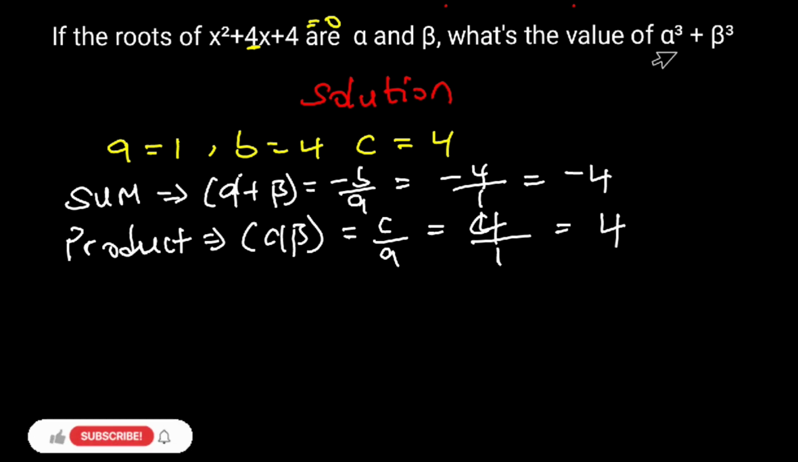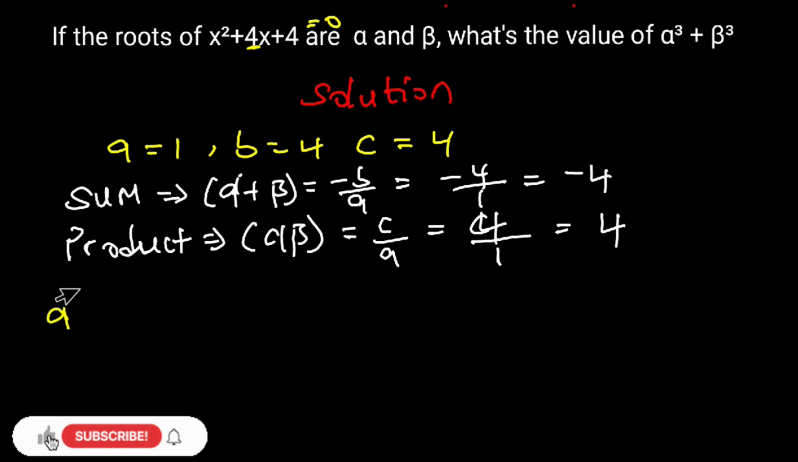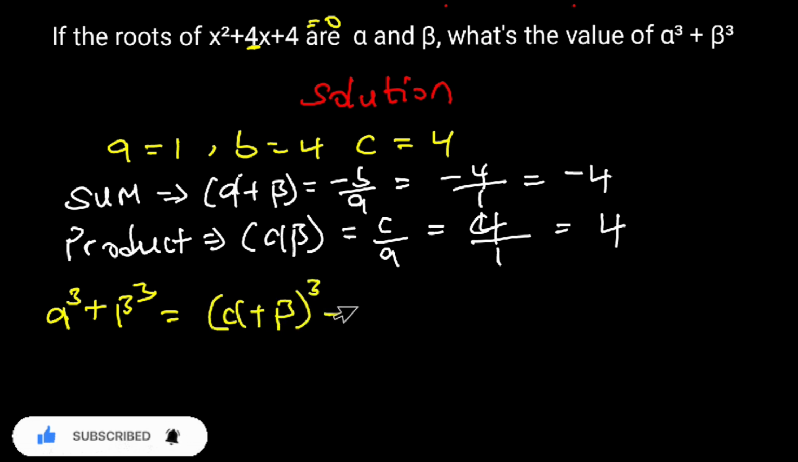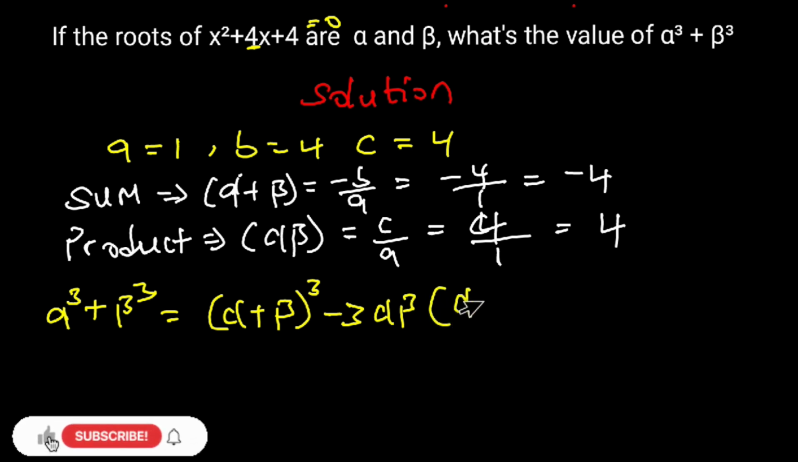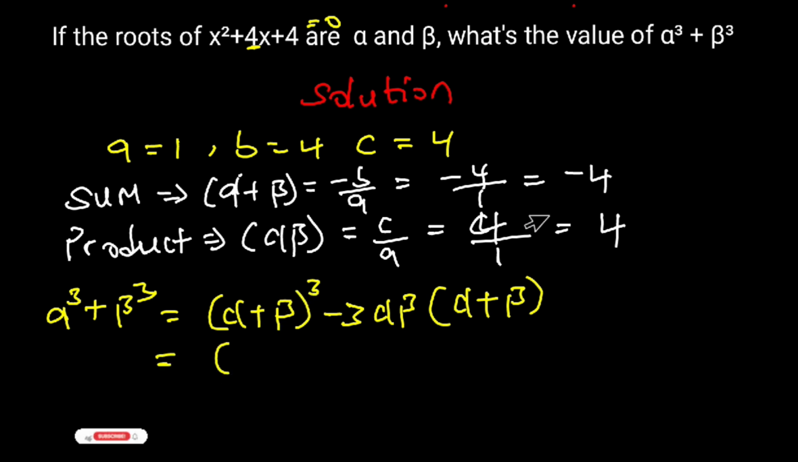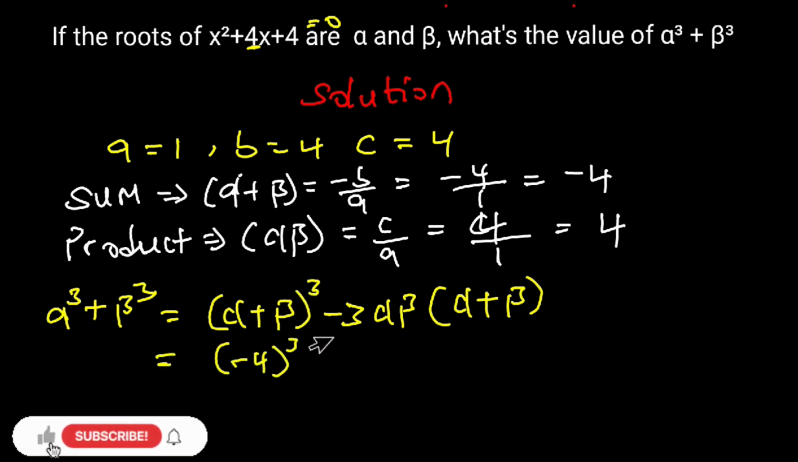So we are asked to find the value of alpha cubed plus beta cubed. So alpha cubed plus beta cubed is giving us alpha plus beta cubed minus 3 times alpha times beta multiplied by alpha plus beta. So having found the value of alpha plus beta and alpha times beta, we are going to plug in their values into this expression. So this is going to be equal to alpha plus beta here is negative 4 cubed, then minus 3 times alpha times beta is 4, then into alpha plus beta, which is negative 4.